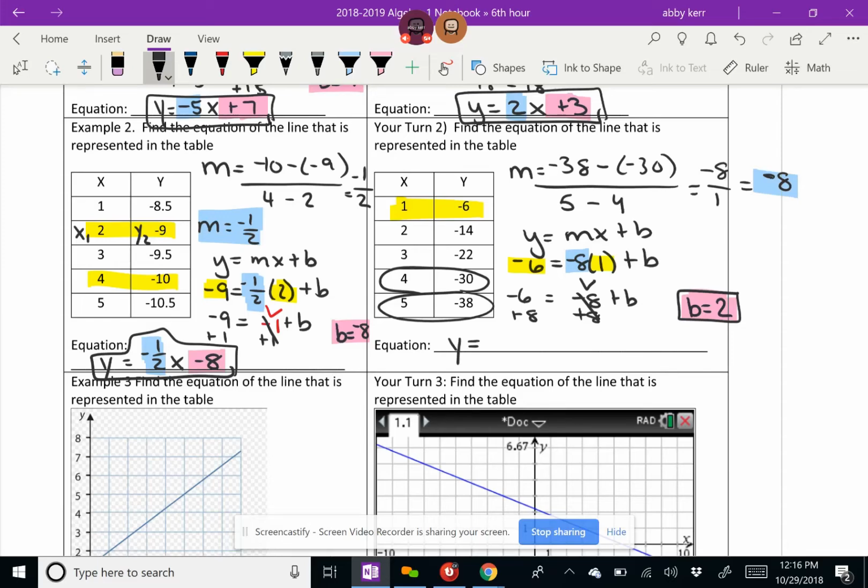So put it all together, because the learning target says I can create an equation. So the equation is y equals negative 8x plus 2.